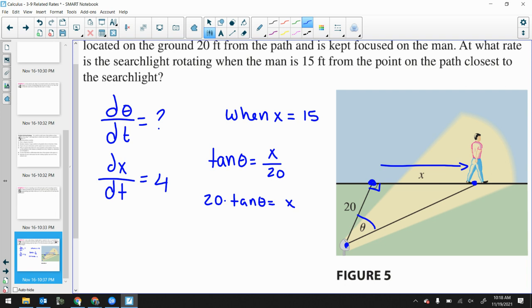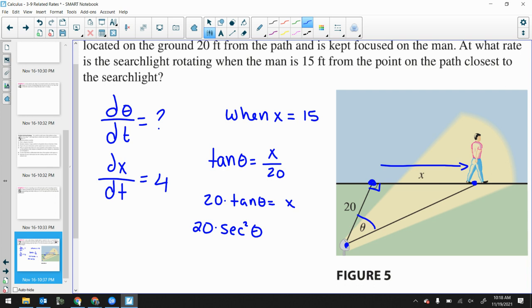Okay, differentiate both sides. What is the derivative of tangent? I believe it is secant squared? You guys verify that for me. Secant squared. Yep, the derivative of tangent is secant squared. So 20 secant squared theta. Do I need to use any sort of chain rule here?